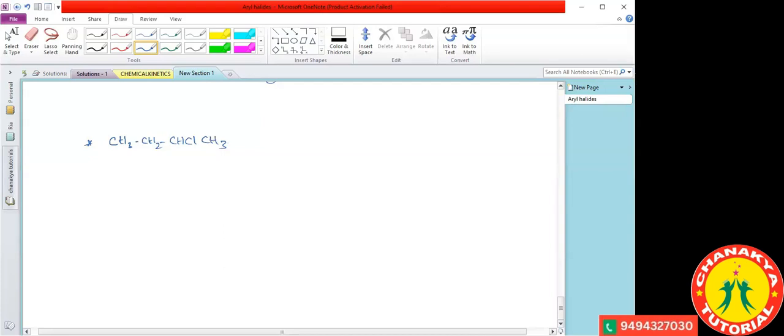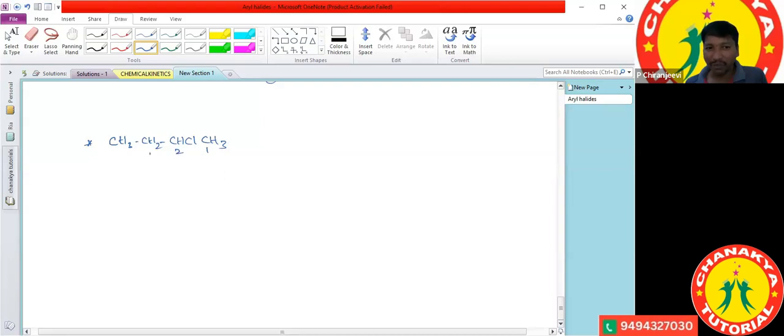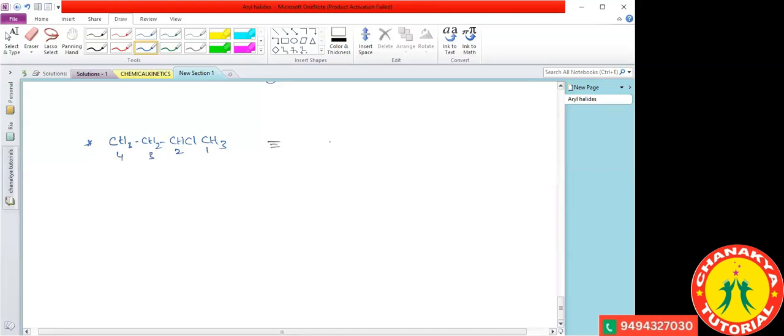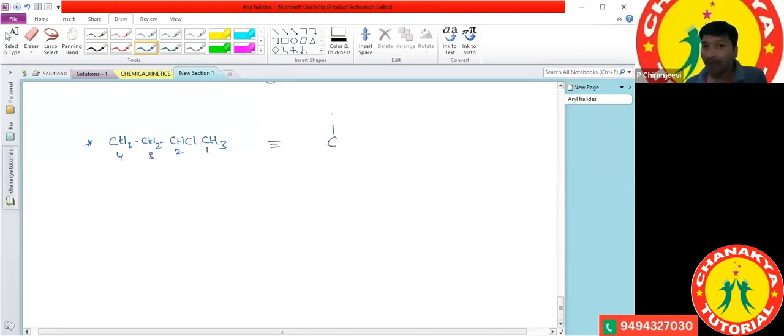Actually, the substituent has to get the least number, so that's why I'm asking: 1, 2, 3, 4. Now the second carbon has a chiral center because of chlorine here, hydrogen, this side C2H5, and this one is a methyl group.